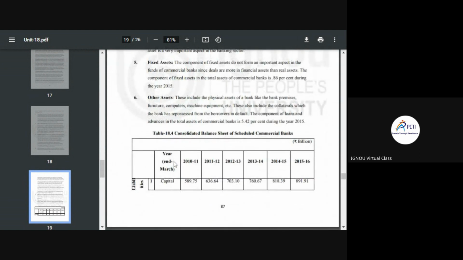Next one is fixed asset. As we all know, fixed assets do not form an important aspect in the funds of a commercial bank, since it deals more in financial assets than real assets.